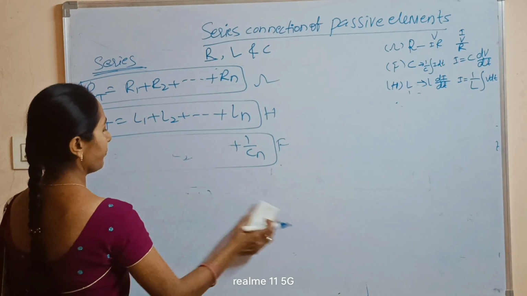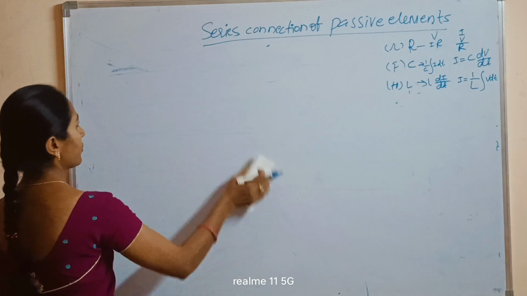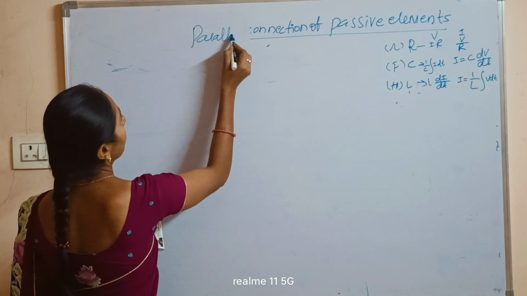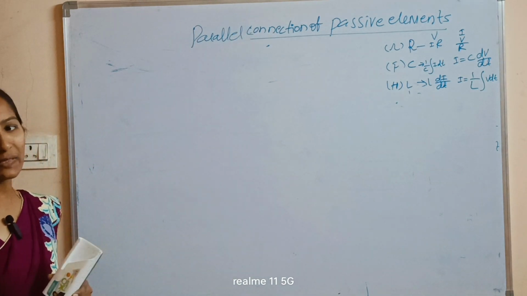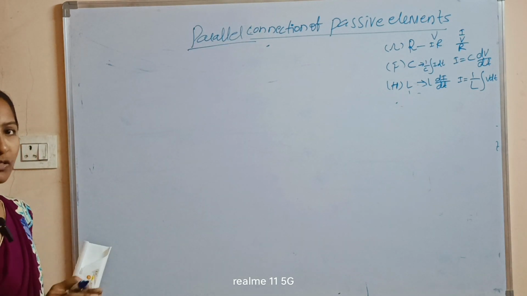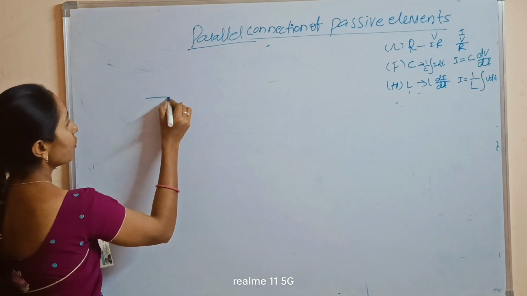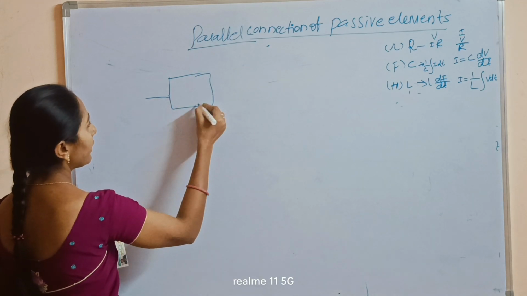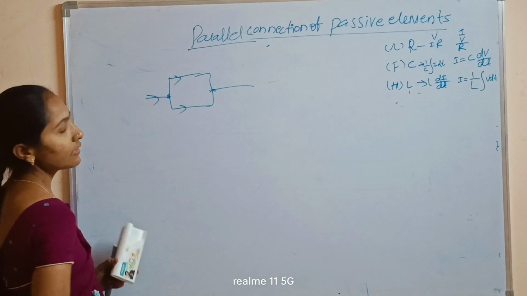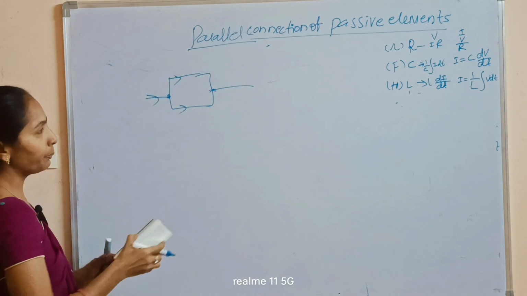Now coming to parallel. Okay, series connection completed. Now coming to parallel connection of passive elements. Again, in series connection, current must be the same and voltage divided. Now in parallel connection, if two elements are connected in parallel, current is divided and voltage must be the same. Why? Because voltage is nothing but the potential difference between any two points.